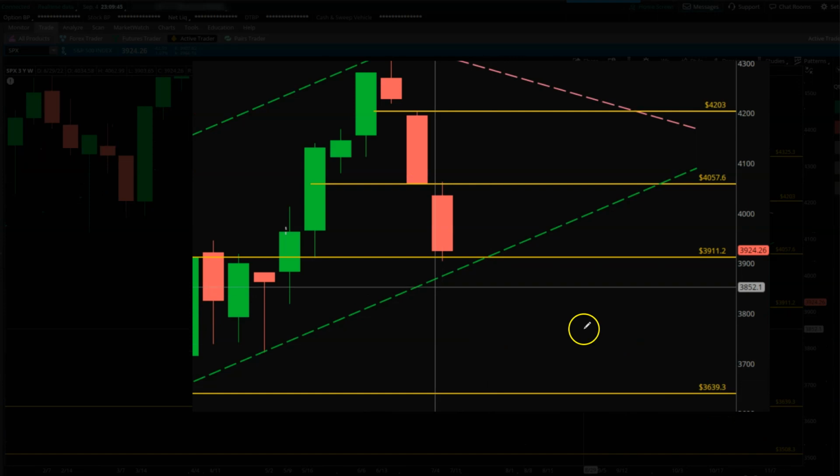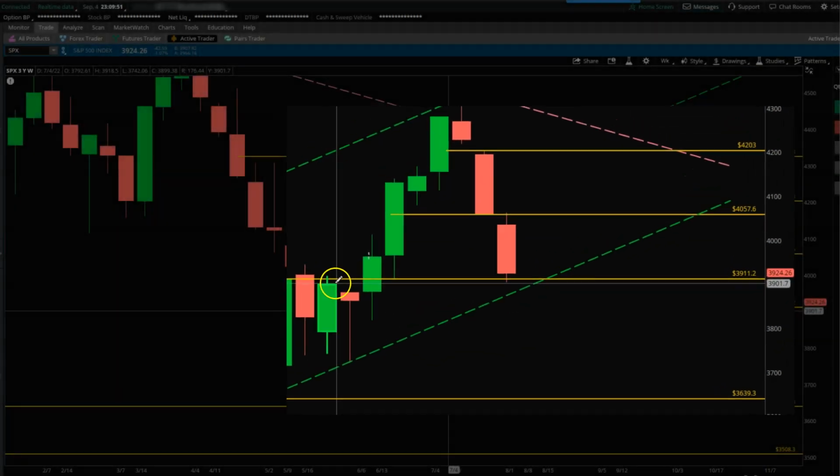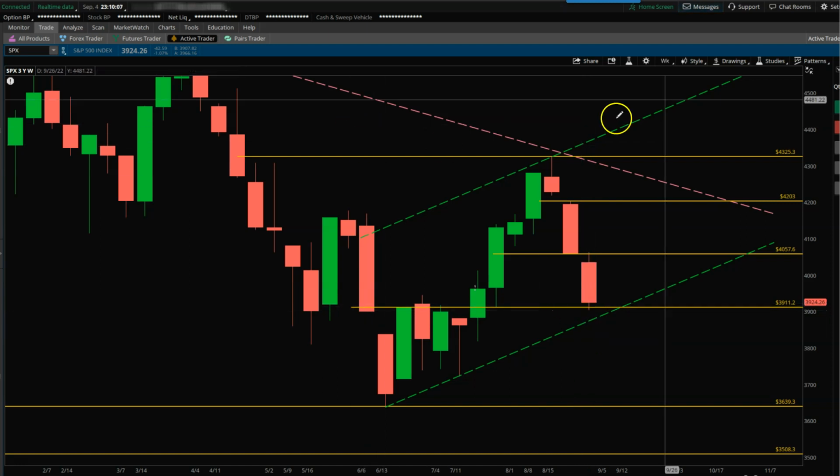So if this channel gets broken to the downside, that means this 39.11 support gets broken, and that's where the resistance was on the way up. We back tested that as well once we broke out of that level back in the late part of July, and now we're testing it again. We just kind of bounced a little bit, but nothing too exciting here.